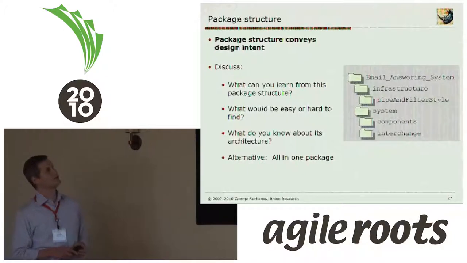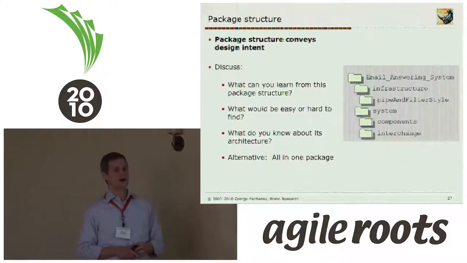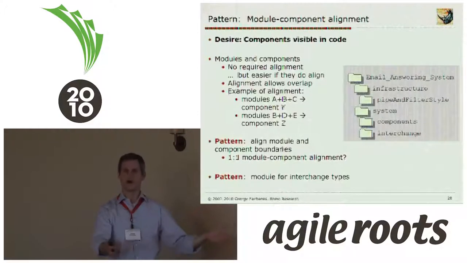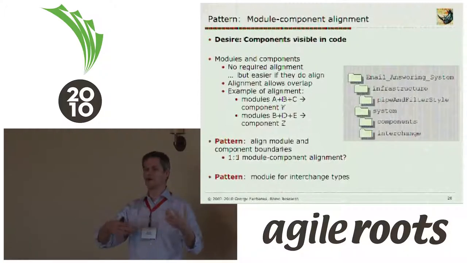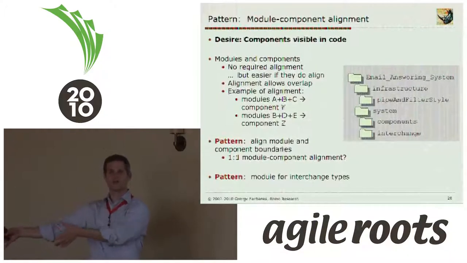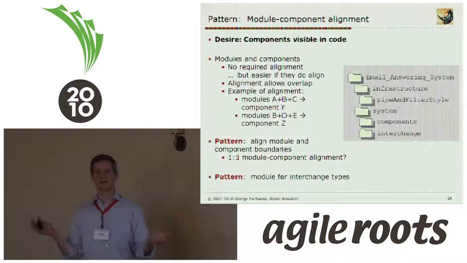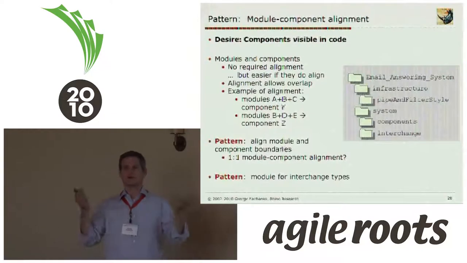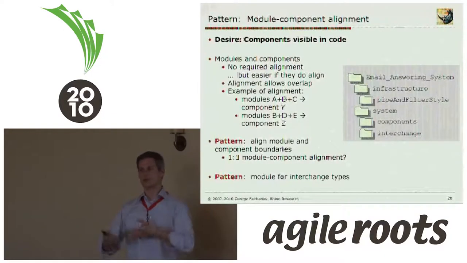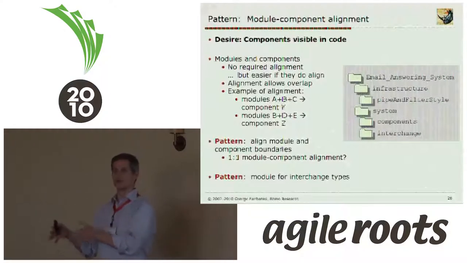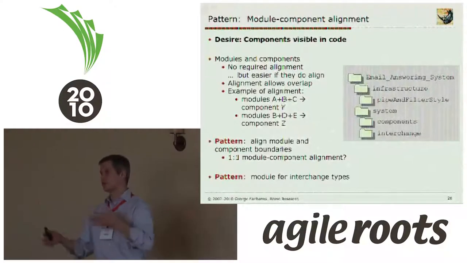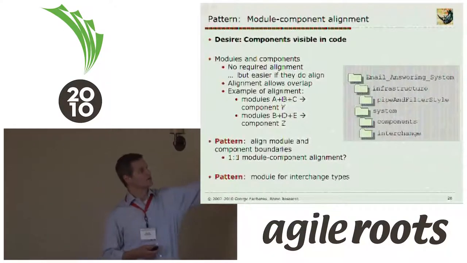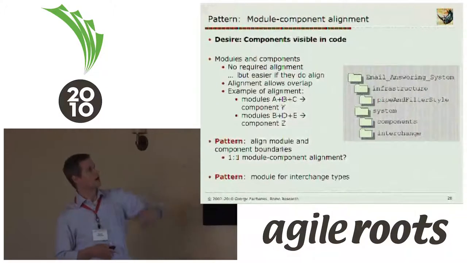So the next pattern here is the module component alignment. I have source code. I group that into things I'm going to call modules. Those are going to get instantiated at runtime. Not everything gets instantiated. When's the last time you instantiated a math library? You don't. It doesn't have any runtime structure. But you might instantiate clients more than one time and maybe just one server, right? So what we want to do is make the components visible in the code.